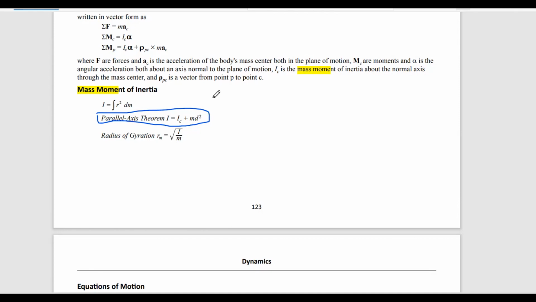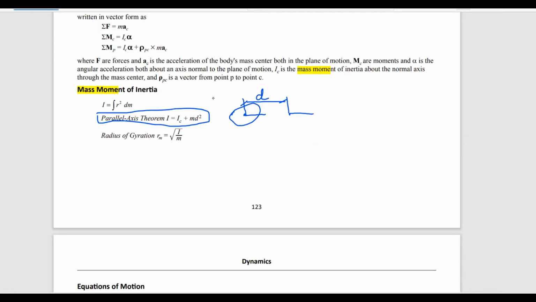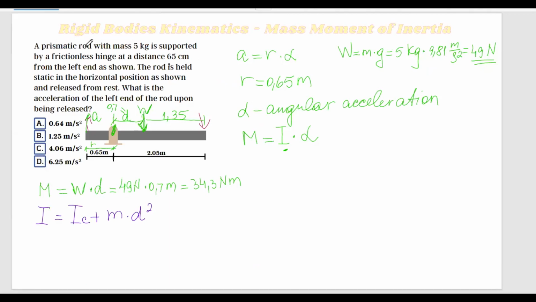This formula is for an object, or a mass. This is the center of gravity, and we have to calculate the mass moment of inertia about this axis. There's a distance D between these two axes. Let's write this formula down: I is equal to IC plus mass multiplied by D squared. Now, in our case, we have a prismatic rod.